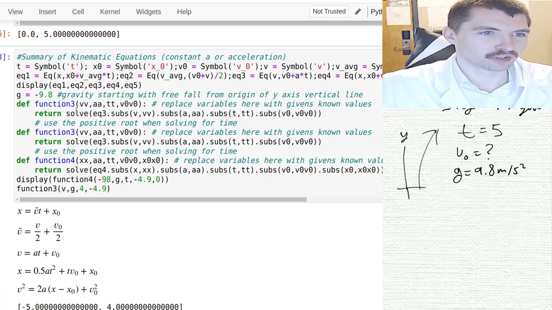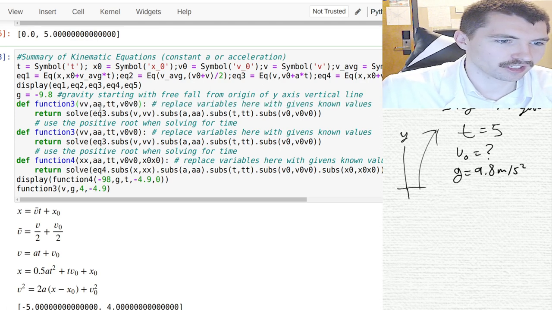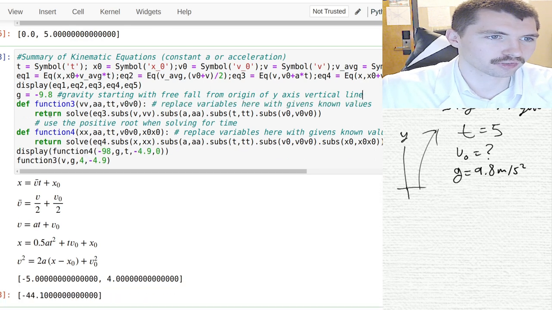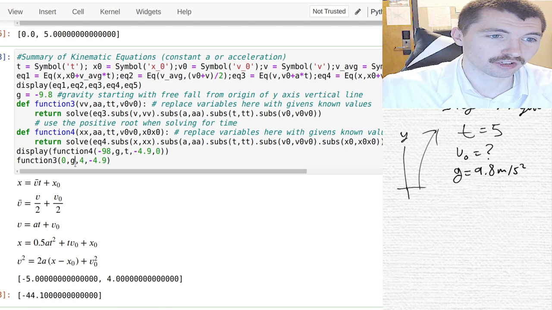So I'm going to use function 3. V, A, T, V0. So we've already got function 3. So function 3, we're going to say the final V is 0. We're going to use positive gravity.